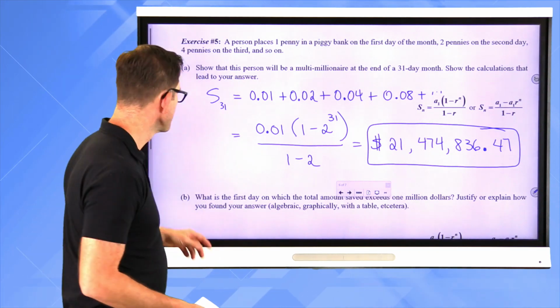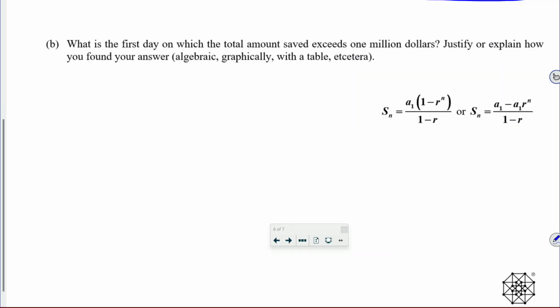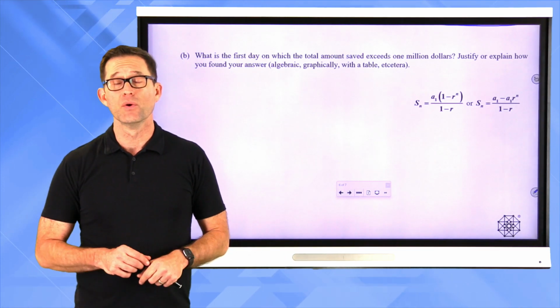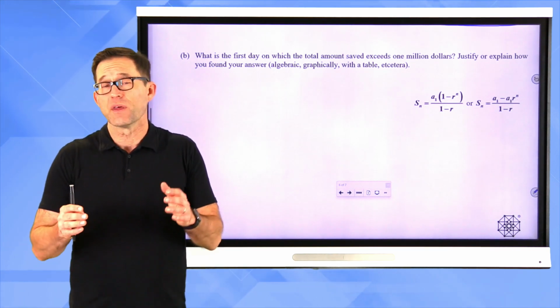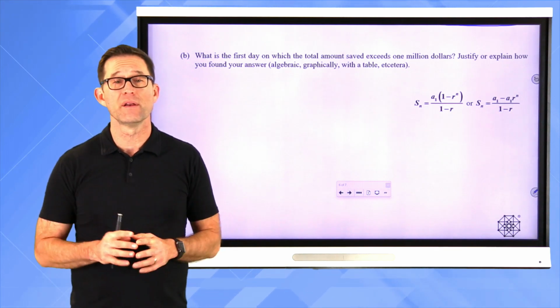So let's take a look at letter B. What is the first day on which the total amount saved exceeds $1 million? Justify or explain how you found your answer: algebraically, graphically, with a table, etc. Any of those approaches are going to work. What I'd like you to do is play around with this problem and see if you can figure out the first day on which the amount of money that's saved ends up exceeding $1 million.